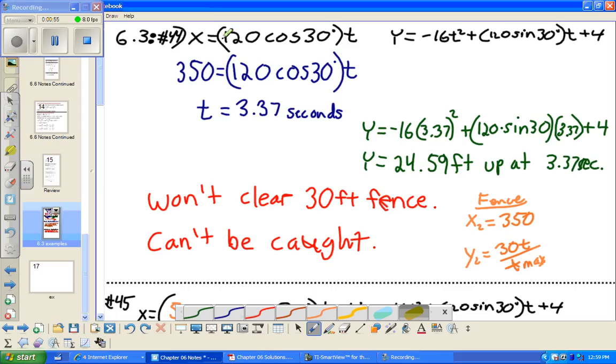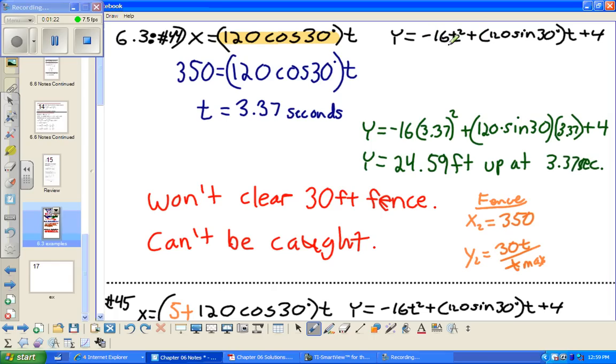it's always going to be in these types of problems the speed that you're hitting with times the cosine, it's always cosine for x, of the angle in which the ball leaves the bat or whatever the situation is. So the speed was 120 and the angle is 30 degrees, so x is 120 cosine 30 times t.